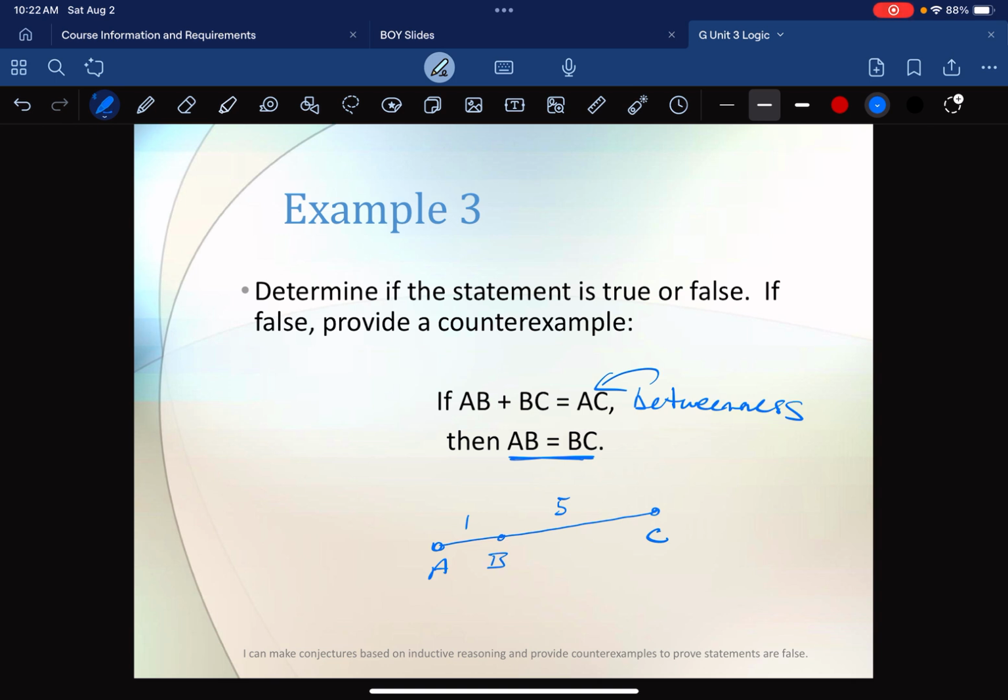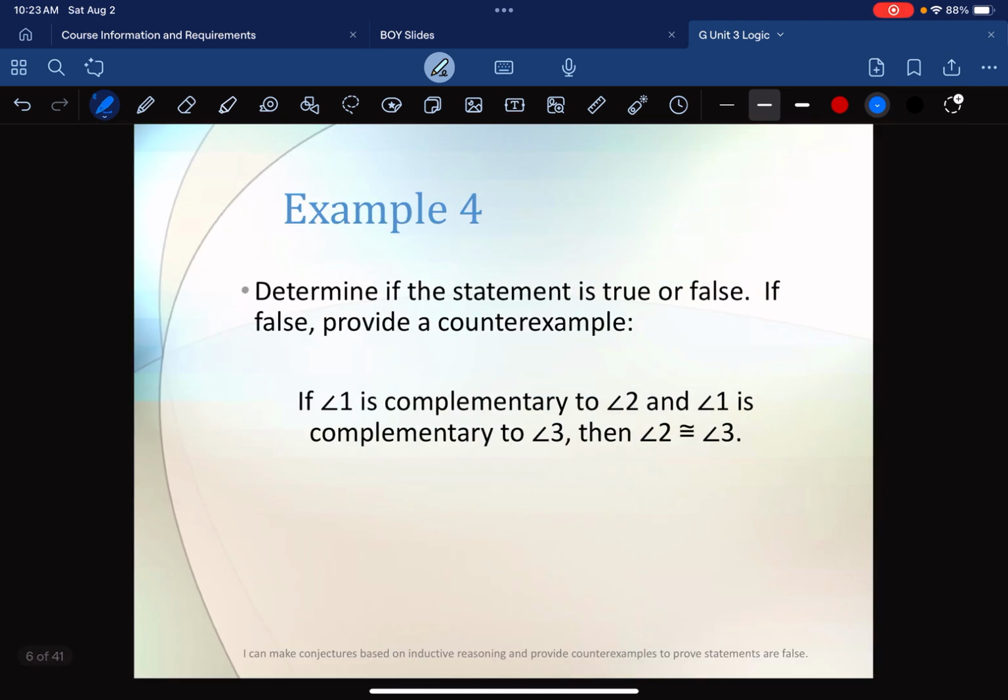I have not broken any rules of geometry by sketching that drawing there, and there's no reason why AB can't be 1 and BC can't be 5. So AB plus BC does equal AC, which is 6, but AB is not equal to BC. So this is the perfect counterexample. So again, this is false. Okay.